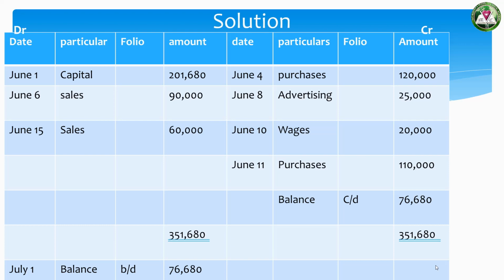Then total the two again together with the difference. You will see that everything will give you the same amount as the debit side, which is 351,680. Am I right? 351,680 naira. Very good. Then on the debit side, you write on the date, July 1. Write on the particulars balance b/d, on the folio b/d, then on the amount, write the difference you got. And that difference is what? 76,680. That is, we have balanced our cash book.